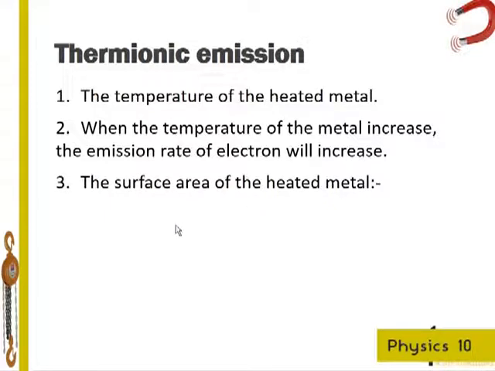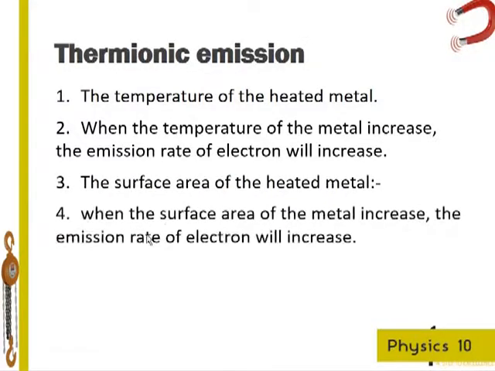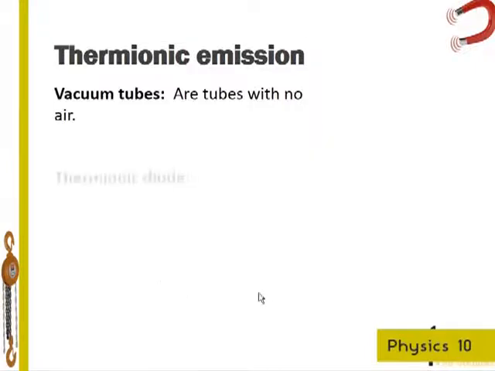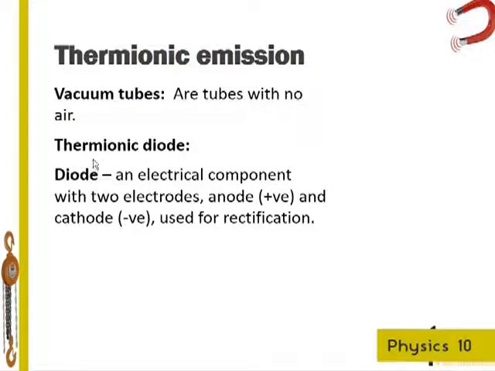Also, the surface area plays a part. In other words, if you have a large surface area, then the rate of emission of the electrons will increase. Now, in vacuum tubes, we basically have a tube in which all the air has been removed. We tend to refer to vacuum tubes as thermionic diodes. Now, the reason why they're called diodes is because a diode is an electrical component which has two electrodes, a positive one, which is called the anode, and a negative one, which is called the cathode.